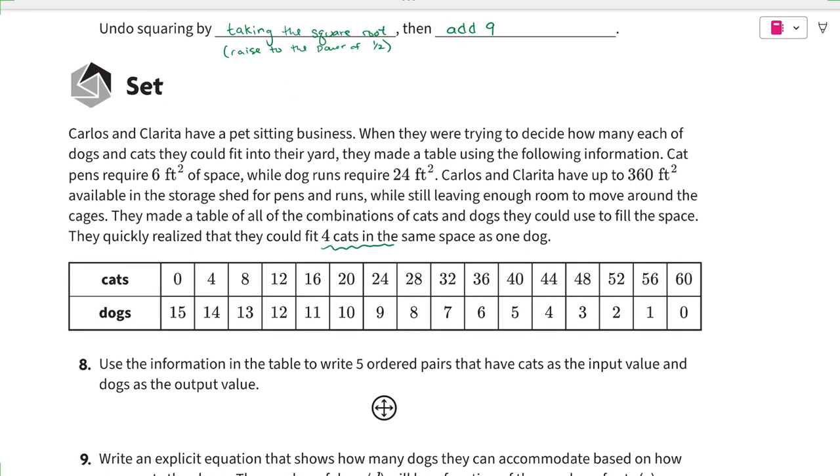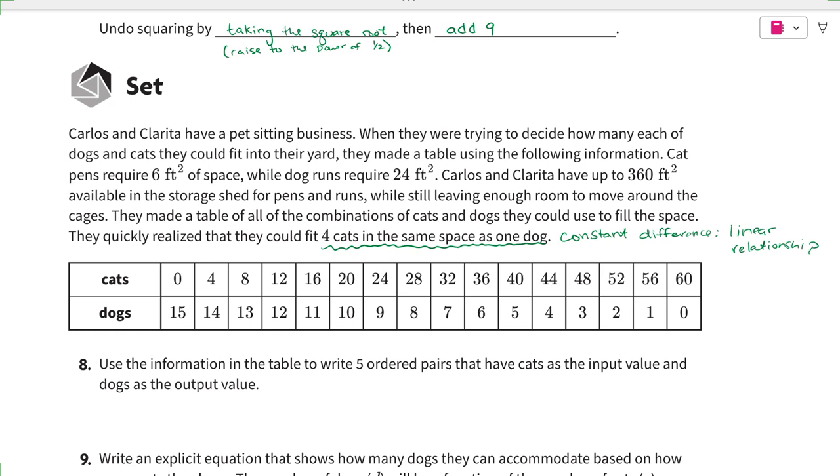So that actually becomes the most relevant information to us, because that means we have a constant difference, which tells us that we are dealing with a linear relationship. So this linear relationship, that constant difference, that rate of change is not changing over time. It's remaining the same. 4 cats in the same space as 1 dog.